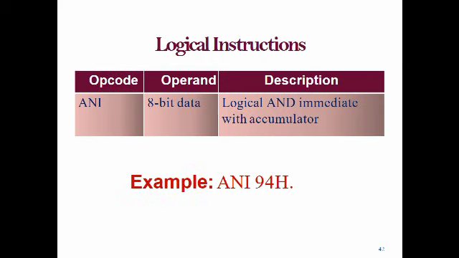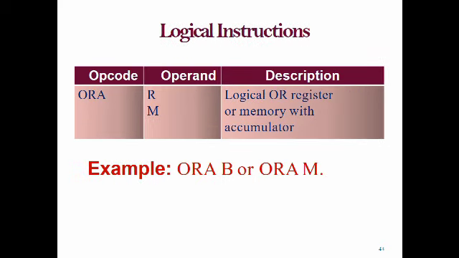Next instruction is ANI, AND immediate data with the accumulator. This instruction is the same as the previous one. Whatever the result of the AND operation, it is stored in the accumulator. In this particular case also, sign, zero and parity are modified, and carry flag is reset, and auxiliary carry is set.